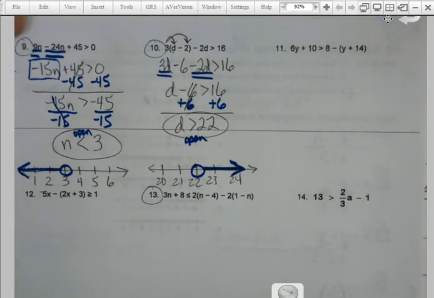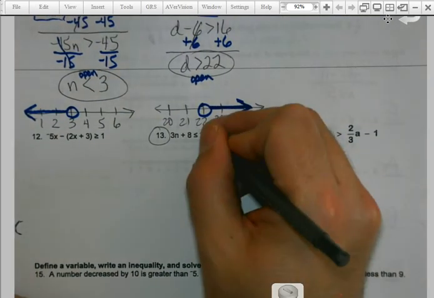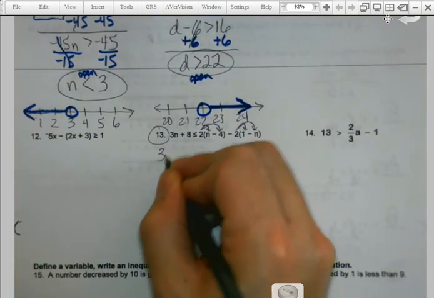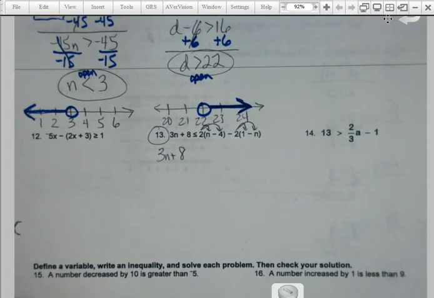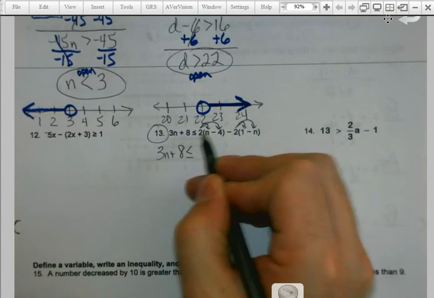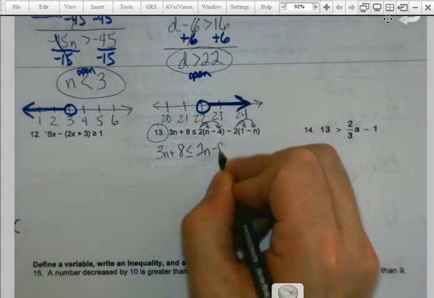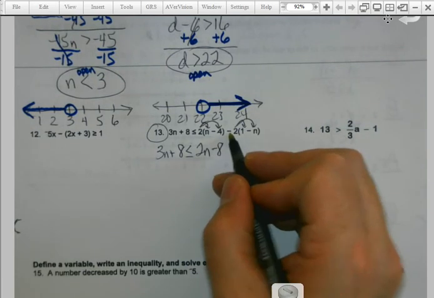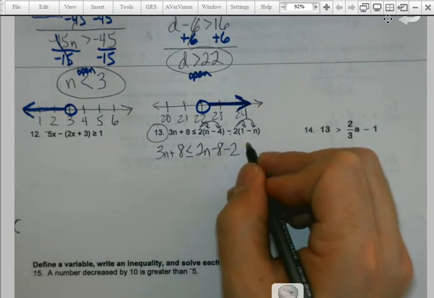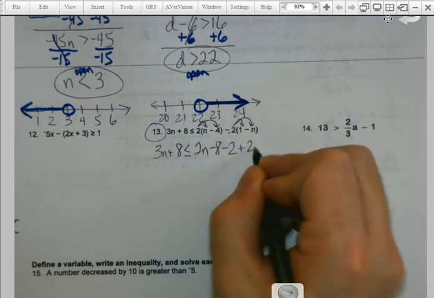Now the last one's the big doozy. You're like, holy cow, there's distributing and all sorts of stuff going on. So I'm just going to take it a piece at a time. I don't have to do anything on the left, so I'll leave that alone. And again, when you're distributing, multiply to both parts inside. So 2n, 2 times negative 4 is negative 8. And again, when I distribute here, it's a negative 2 that I'm distributing. Negative 2. Negative 2. Close. No. Positive 2n. Positive 2n. Because negative times negative is positive.